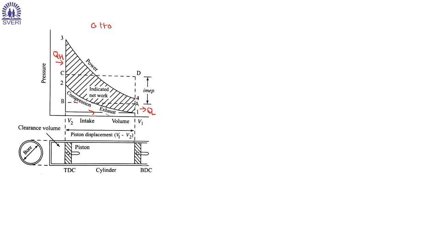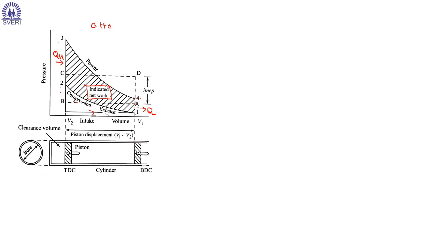Now, whatever area inside this cycle 1, 2, 3, 4, the area shown by the hatching lines, is nothing but your indicated net work. So the work done during this cycle, the hatched area, is your indicated net work. Instead of the cycle, what we have done here is we have drawn a rectangle, so its limits are fixed from BDC to the TDC.